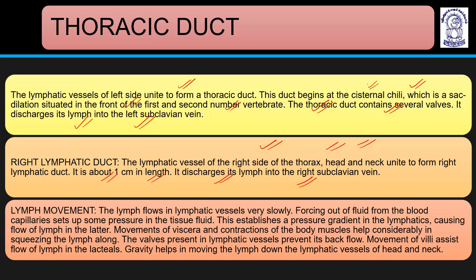Lymph movement. What is lymph movement? The lymph flows in the lymphatic vessels very slowly. Forcing out of fluid from the blood capillaries sets up some pressure in the tissue fluid. This establishes a pressure gradient in the lymphatics, causing flow of lymph in the later. Movements of viscera and contractions of the body muscles help considerably in squeezing the lymph along. The valves present in the lymphatic vessels prevent its backflow. Movement of villi assists flow of lymph in the lacteals. Gravity helps in moving the lymph down the lymphatic vessels of the head and neck. This is all about lymphatic movement, that is, how lymph flows.